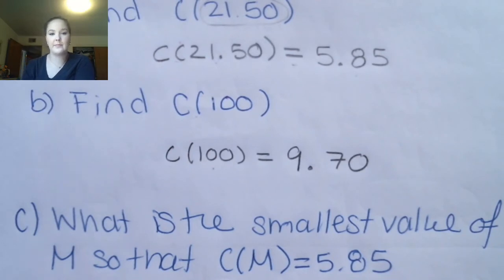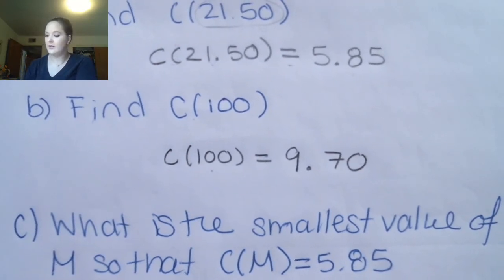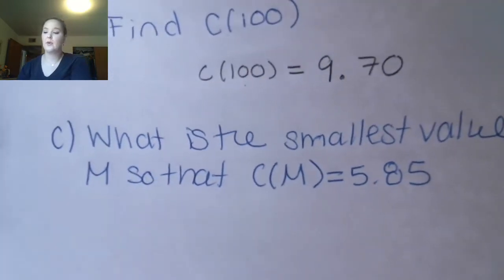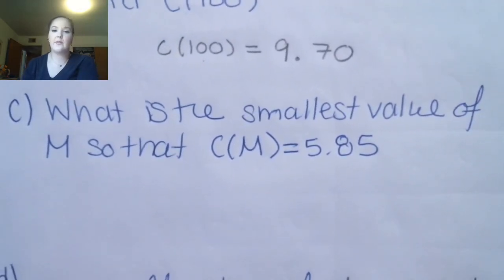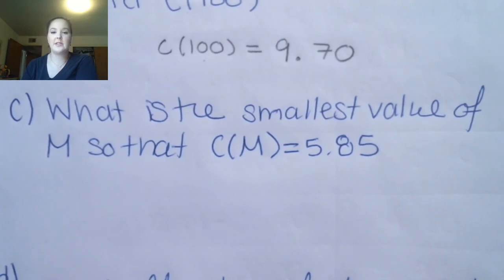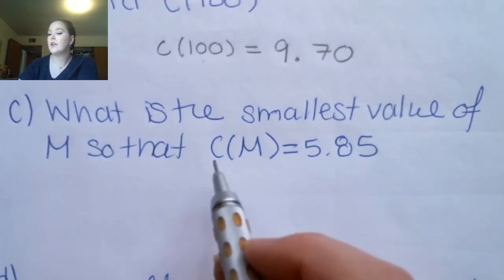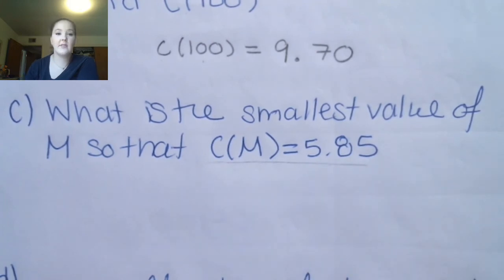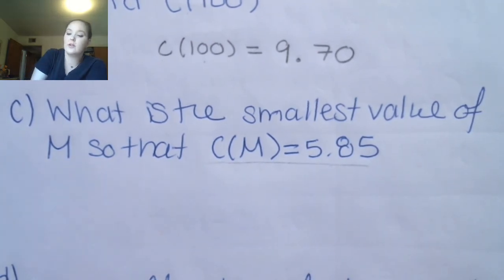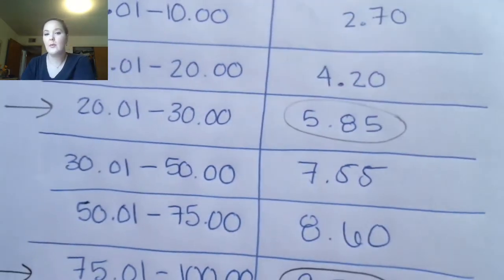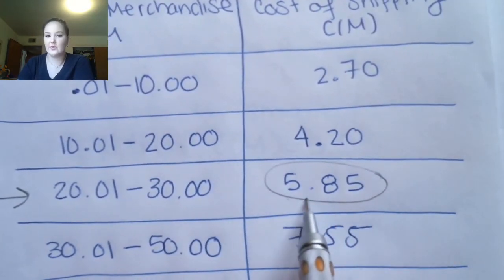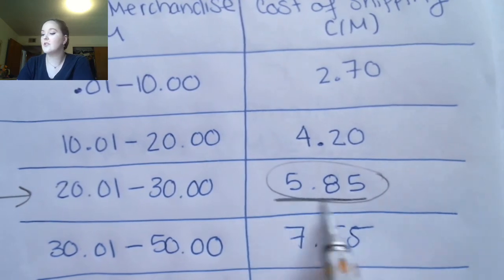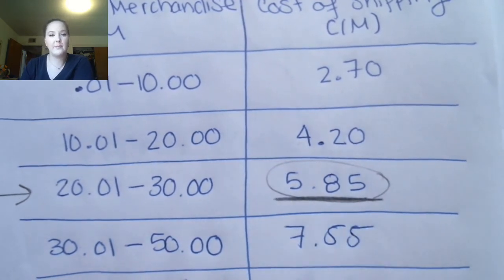Okay. All right. Let's look at the next type of question, which is a little bit different. What is the smallest value of M so that C of M is 585? Okay, so now they're giving us a value of C of M. So we're going to look at our table and we're going to look for 585. You can see that we already have it circled. Here it is.